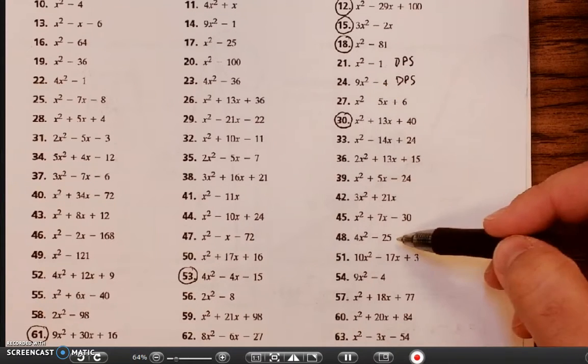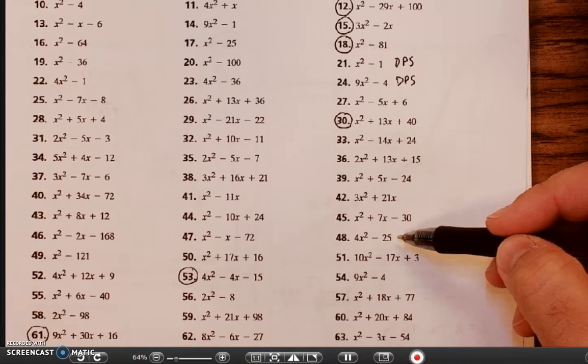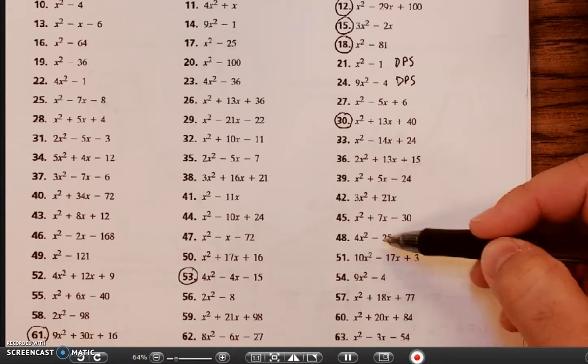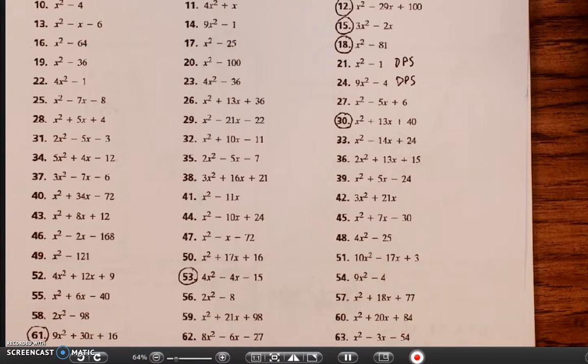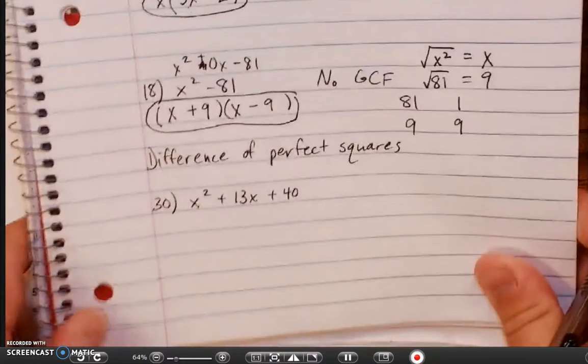Okay, same thing with 48. I don't see a GCF on number 48, so you can go straight to square root, one's a plus and one's a minus. Okay, so difference of perfect squares, that's a special case.